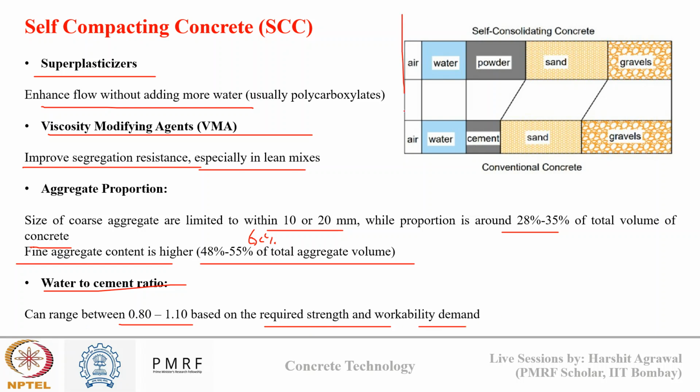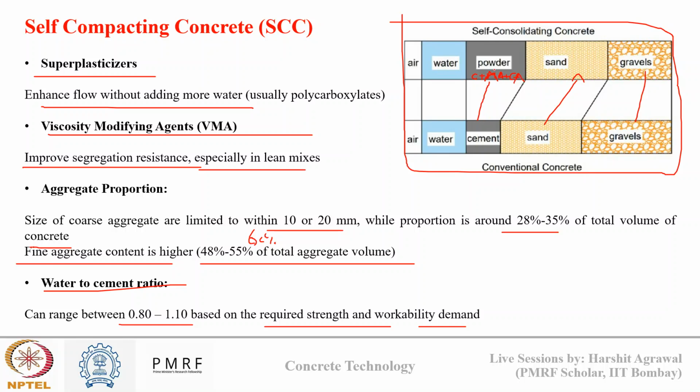Okay, and in this diagram you can see the entire flow chart. Compared to conventional concrete, we are increasing the cement content, we are increasing the sand content, and we are reducing the coarse aggregate content. In terms of cement, I mean cement plus mineral admixtures or all these chemical admixtures. All those content is getting increased in a self-consolidating or self-compacting concrete.